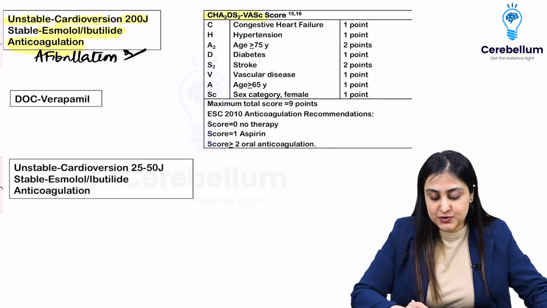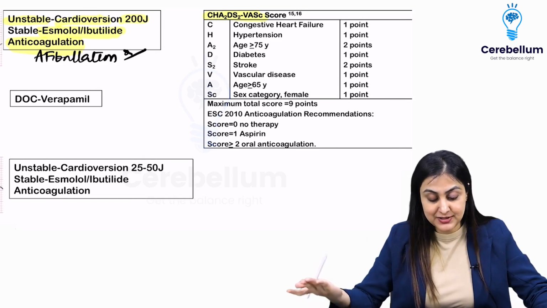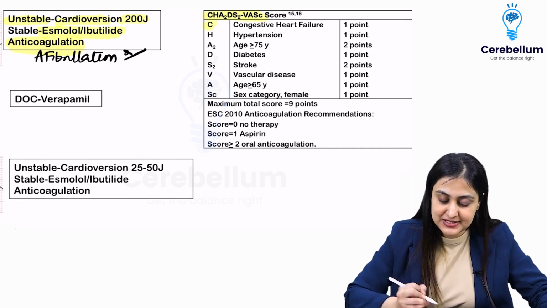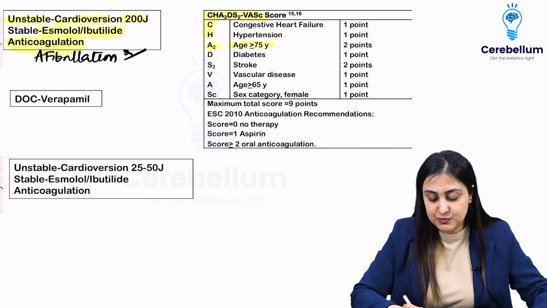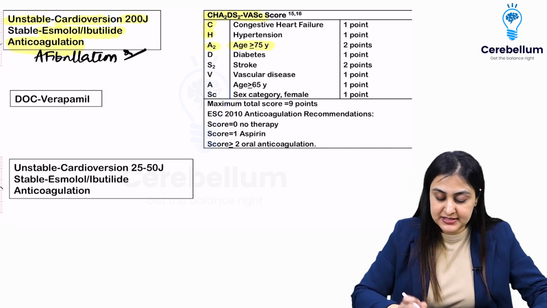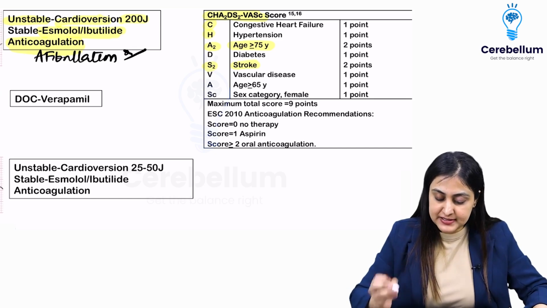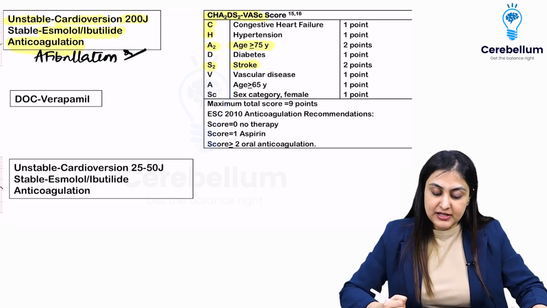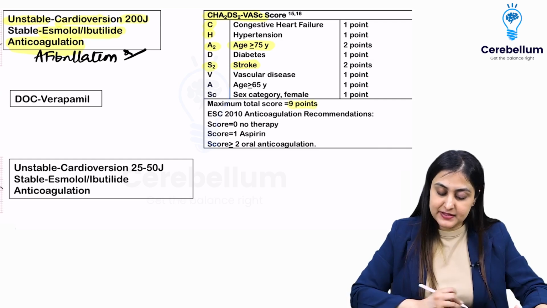For that, the score has also been tested. We now have the modified CHA2DS2-VASc score. Alright, so that's the name. So here you want to remember, C is for congestive heart failure, H is for hypertension. Age more than 75 gets 2 points. Diabetes, stroke gets 2 points. Vascular disease, age more than 65, sex category female. So this is your CHA2DS2-VASc score as it was earlier called. So maximum is 9 points.